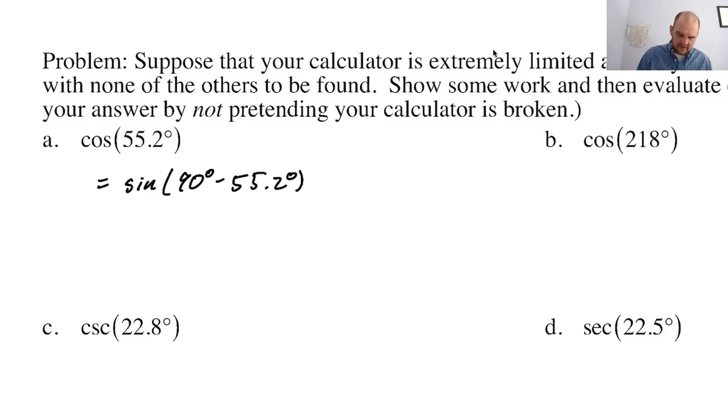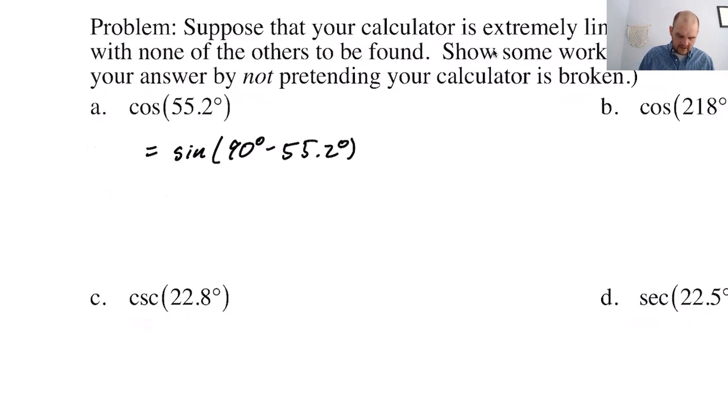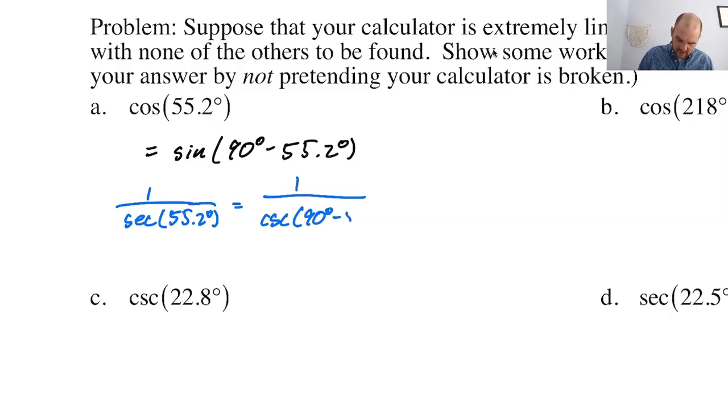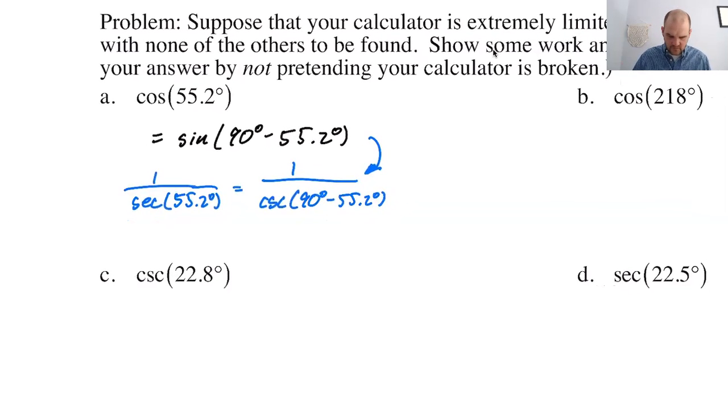So what if you had a secant button, right? One of the things you could have done is 1 over the secant of 55.2 degrees. That would have been an option. What if you had only a cosecant button? You could do 1 over, since they're cofunctions, the cosecant of 90 minus 55.2, which you also could have gotten from here. So a lot of options, right?